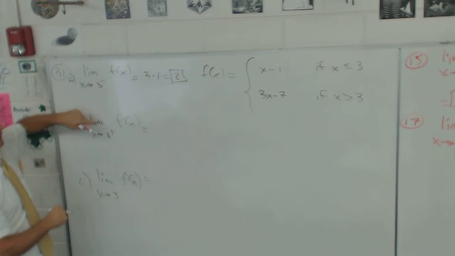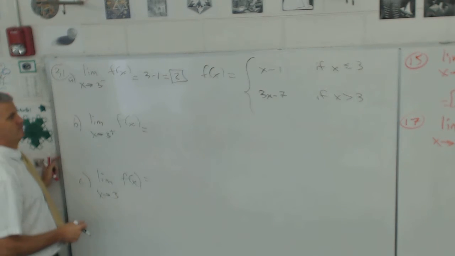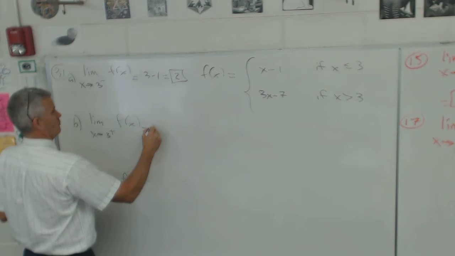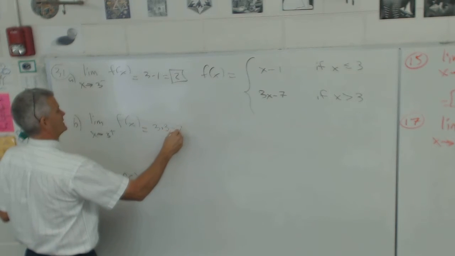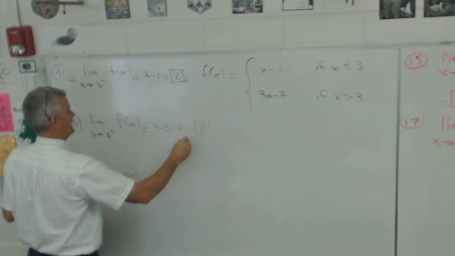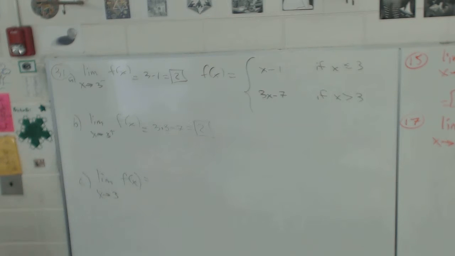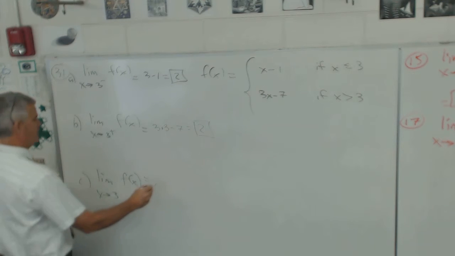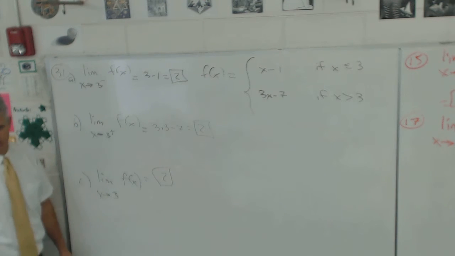How about this next one? We're approaching from the right. So you would get negative 2? 3 times 3 minus 7, no, still positive 2, right? Oh yeah, sorry. Okay? So what's the overall limit? 2. We got the same thing, every case, so we get 2.